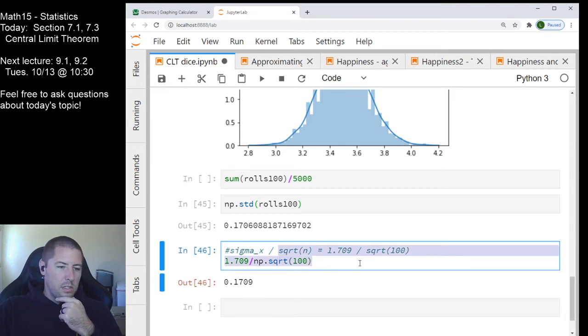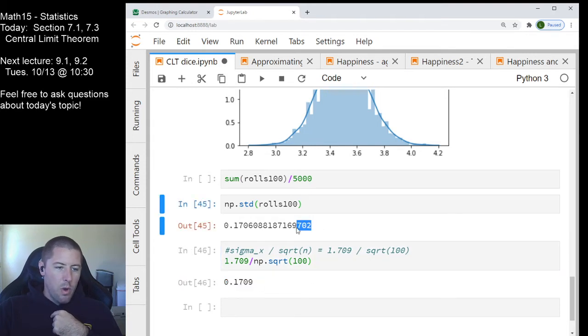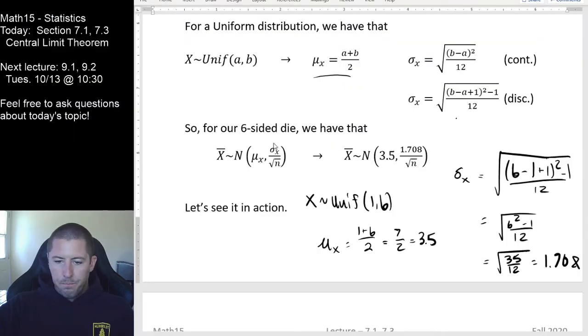This funky sigma sub x divided by square root of n does seem to be in agreement with what we're getting out of our observations, our rolled dice. So this makes me feel good. 500,000 dice rolls agree with the formula that we just came up with. So that makes me feel better about this kind of funky formula right here.